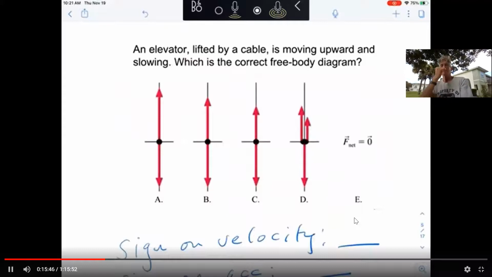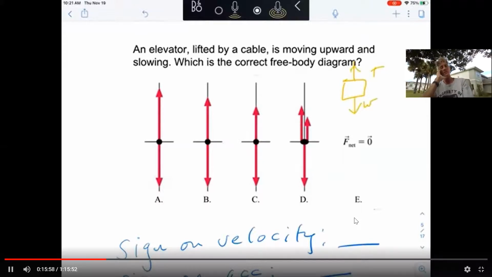This one's okay. An elevator lifted by a cable is moving upward and slowing down. Okay, so the velocity is, okay, so I'm just drawing the two forces on it, tension and weight.